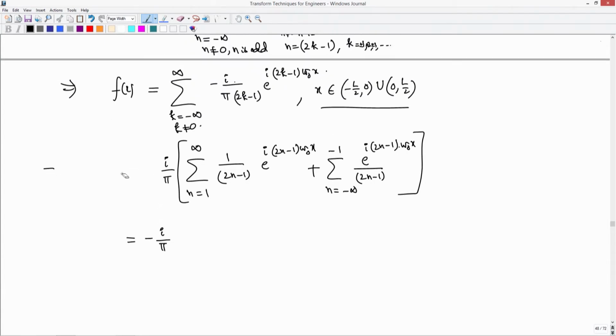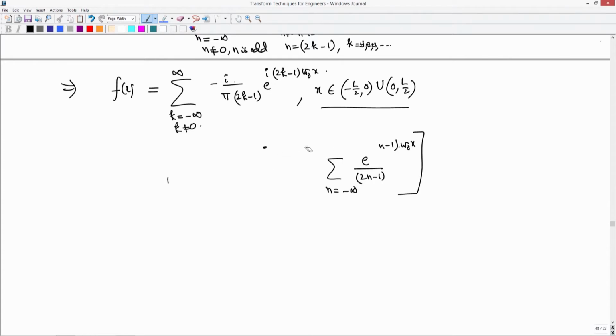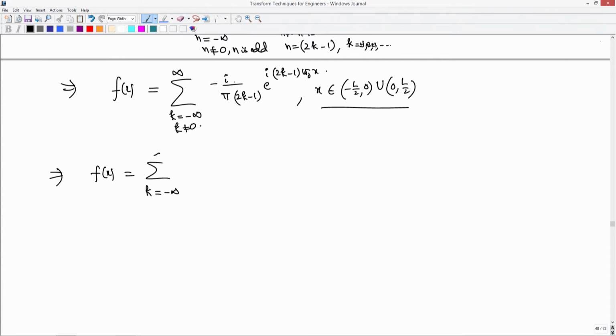So let us do the same thing. This implies f(x) equals the sum with k running from minus infinity to infinity, k not equal to 0, of minus i by pi times 1 over (2k minus 1), times e to the power i(2k minus 1) omega naught x. If you write it with n as the index, n is not equal to 0 and n runs over the integers from minus infinity to infinity, minus i over this, times e to the power i(2n minus 1) omega naught x. This is valid in this interval.